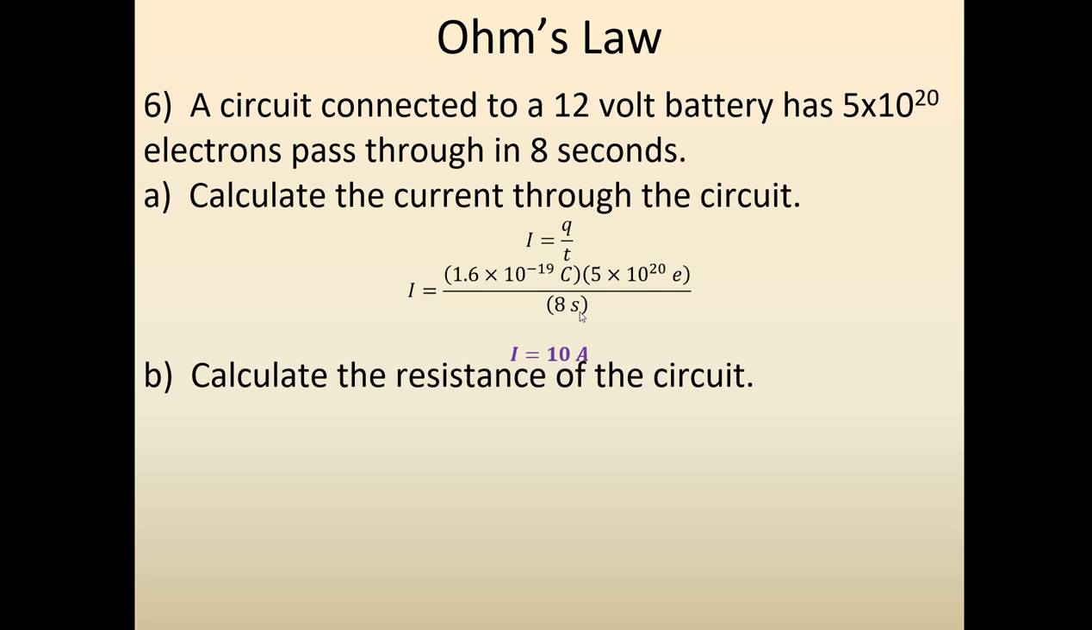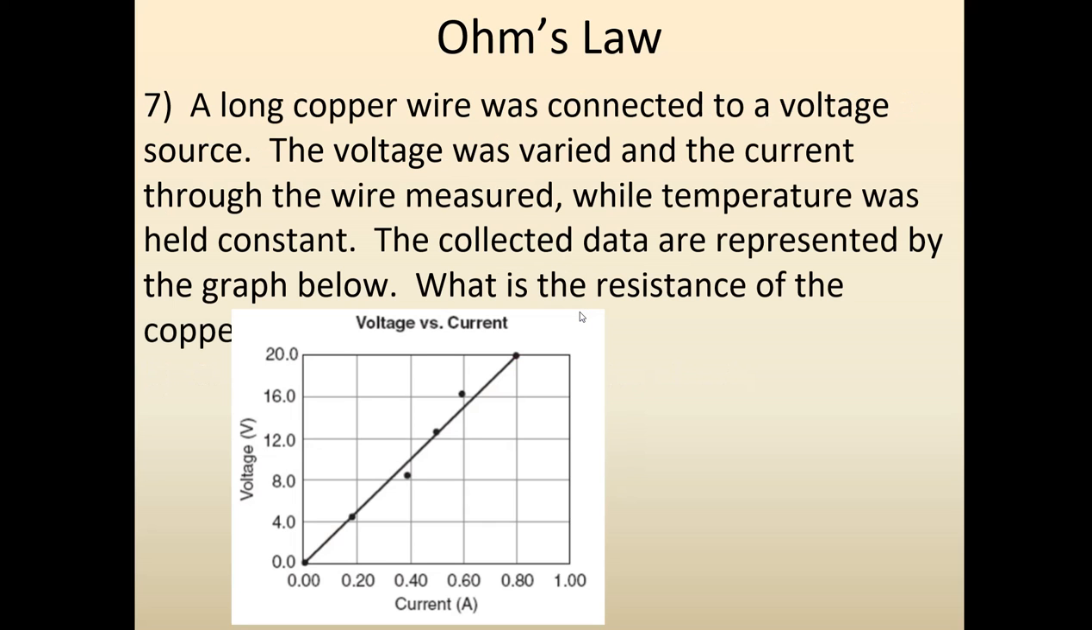Now that I have the current, I can use Ohm's law, plug it in with the voltage, and get the resistance. So when a 12 volt battery is across this resistor, it's going to result in 10 amps of current flowing through it. All right, here's the next one. Pause the video, work it yourself, we'll go over it in a second.